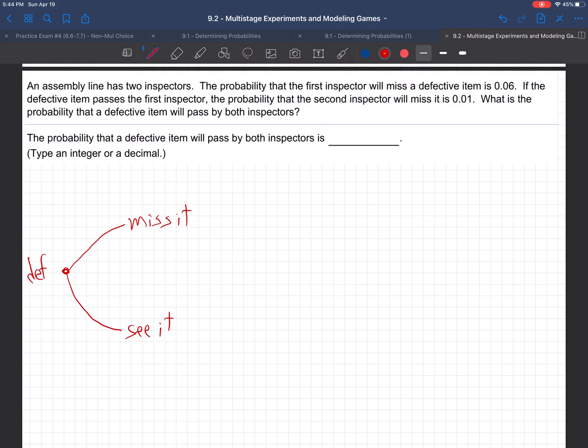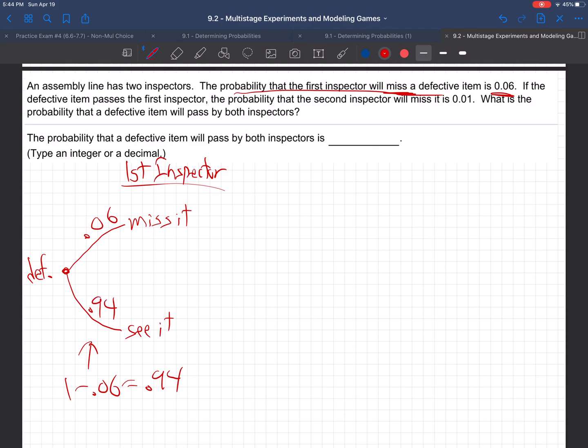If you start with a defective item, the first inspector will either miss it or see it. This is the first inspector. What's the chance he's going to miss it? Well, it says right here, the probability that the first inspector will miss it is 0.06. So this is 0.06. What's the chance he's going to see it? Well, it'd be 1 minus 0.06, 0.94. There's a 94% probability he's going to see it.